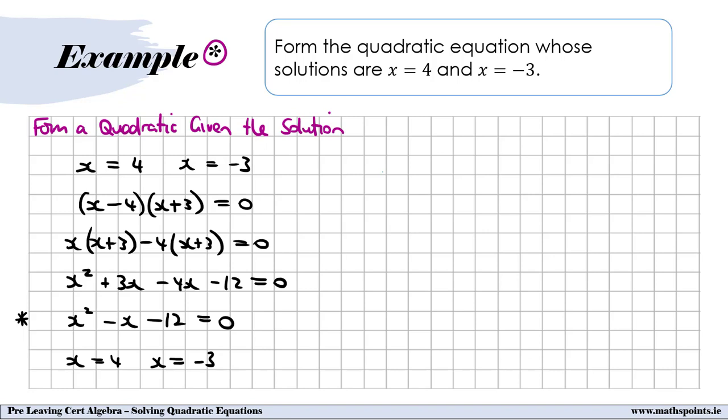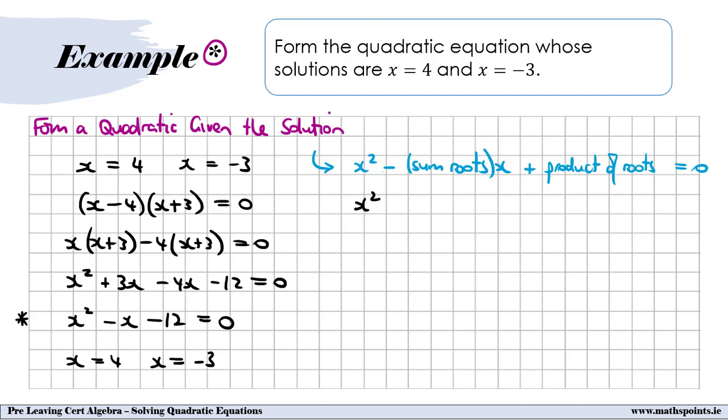The other way we could have done this question, and a formula well worth remembering, is if you want to form a quadratic equation and you're given the two solutions or the two roots, we can form it using this formula: x squared minus the sum of the roots times x plus the product of the roots, and that's equal to 0. So let's fill out this formula and see, do we get the same result as we did on the bottom left hand side over here?